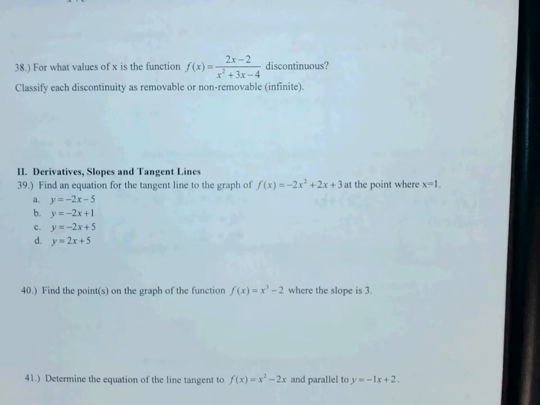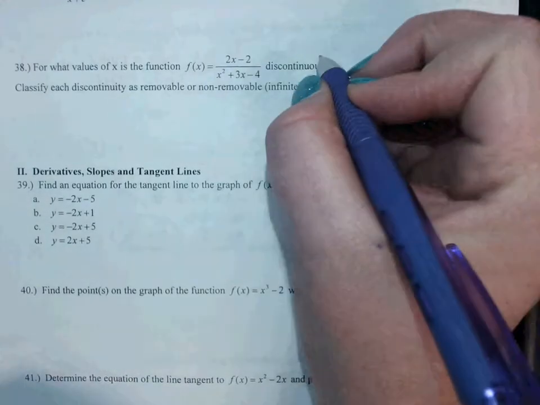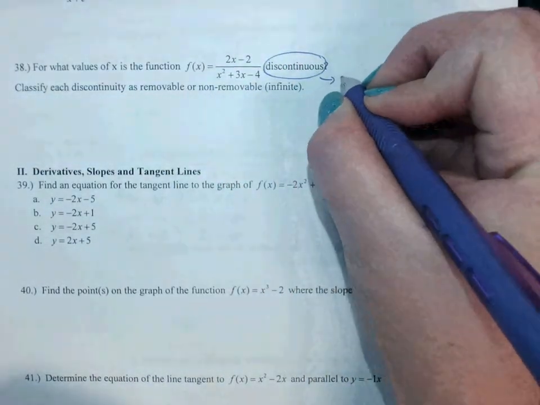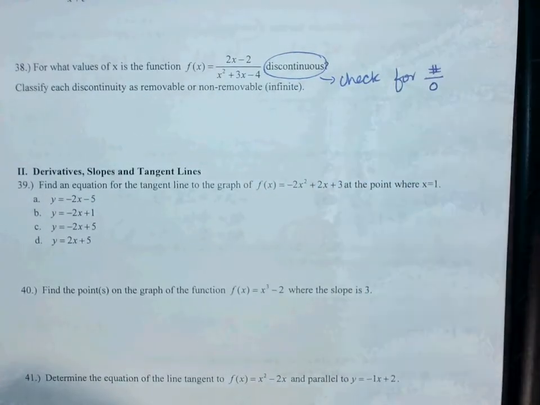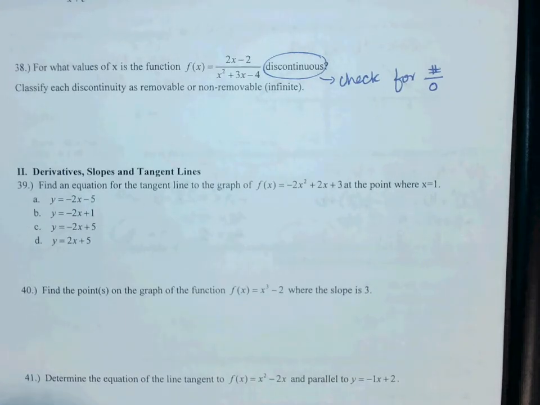Okay, we're going to number 38. How do you check where a function is discontinuous? You need to check for any numbers divided by 0. What that means is that you need to factor the top and the bottom and look for what can cross out. Discontinuities happen when you get divided by zeros. Now, there are two types of discontinuities. There are holes and there are asymptotes.